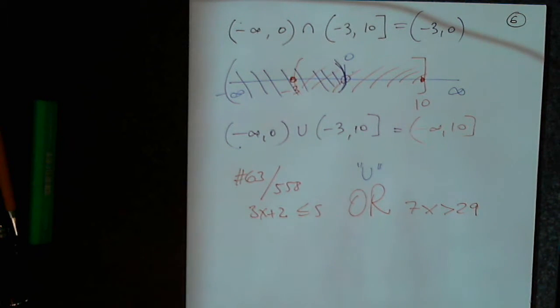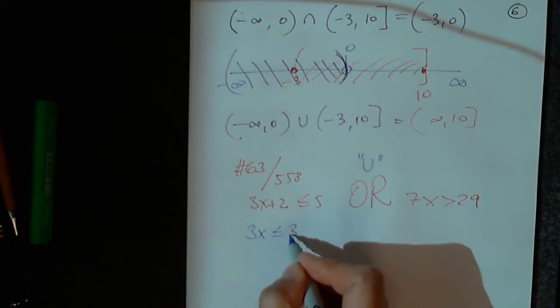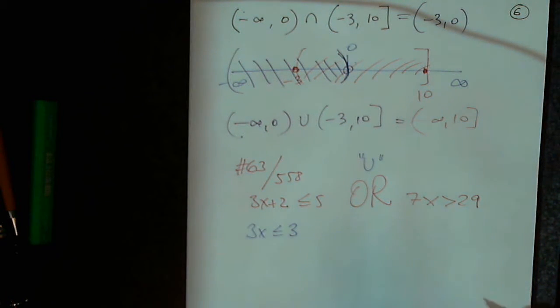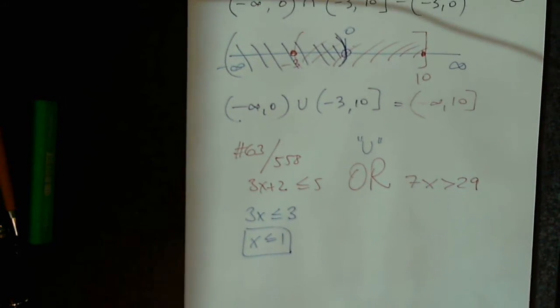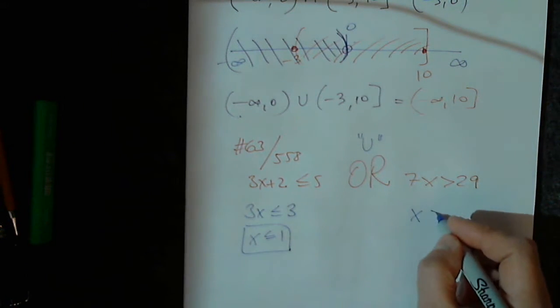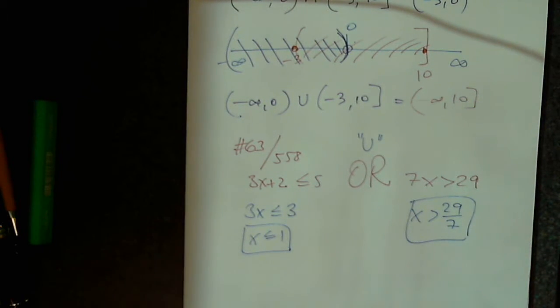I know how to solve. I will subtract 2, or move 2 to the other side. 3x less than or equal to 3. And finally, I will have to divide both sides by 3. So I have x less than or equal to 1. Leave it alone for a moment. Now I have to look at the other one, and what do I do? Perfect. So I have then x greater than 29 over 7, and now I will graph them or not.